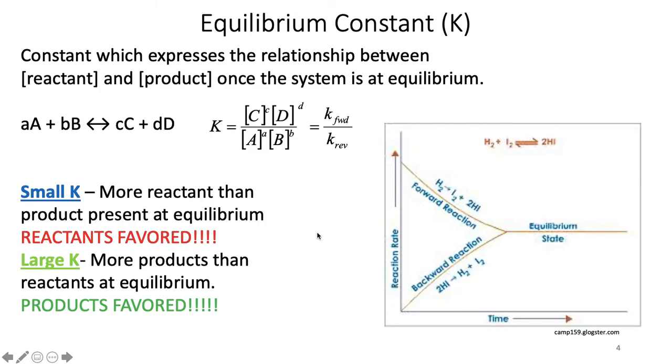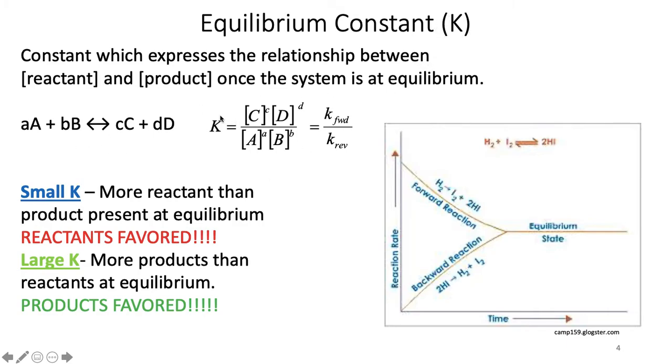So let's look at the special case for Q, the equilibrium constant. K is a constant which expresses the relationship between our reactants and our products and their concentrations once the system reaches equilibrium. K is not constant unless it reaches equilibrium. If it isn't at equilibrium, then it is Q and it's always changing. Once it reaches equilibrium, then Q becomes K.